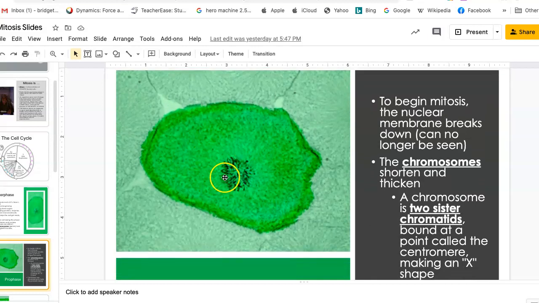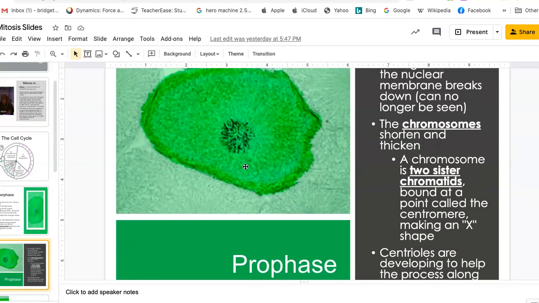All right, now this is another great picture. The nuclear membrane has to start breaking down to start that process of mitosis. And so the chromosomes kind of shorten and get thicker.